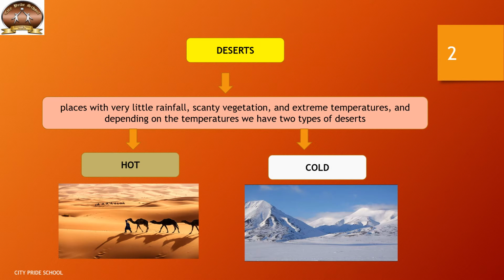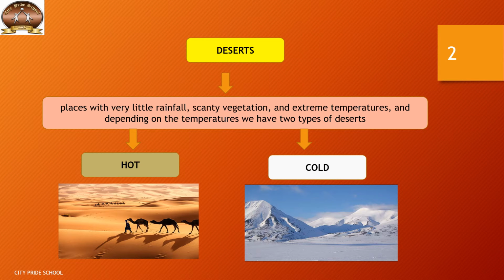We have studied in video 1 what is desert. Deserts are the places characterized by very little rainfall, scanty vegetation, and extreme temperatures, and depending on the temperatures we have two types of desert, hot desert and cold desert. In video 2, we learnt about Sahara, the world's largest hot desert, and we have seen its climate, flora, fauna, and people. So today we are going to learn cold desert.